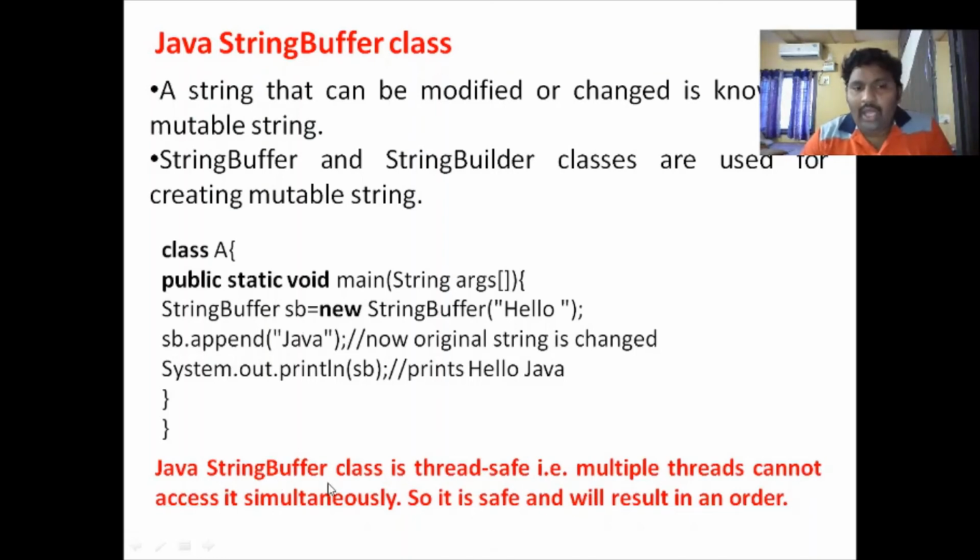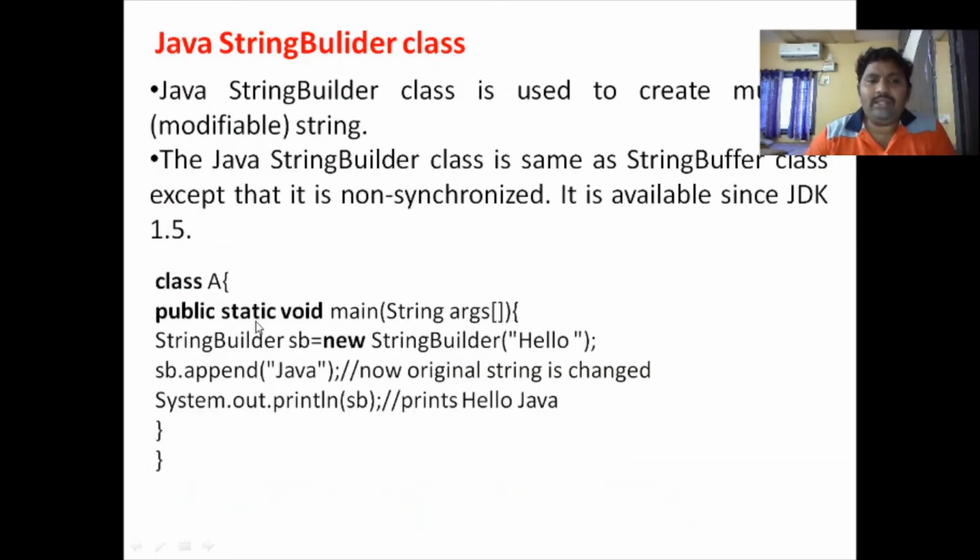Also, the StringBuffer class is called thread safe. What is meant by thread safe is, if several programs are running, they cannot access the same string object at the same time. A single object is accessed by a single thread at a time. That's why we cannot get different kinds of outputs. So if you want to create mutable strings, we use the class called StringBuffer.